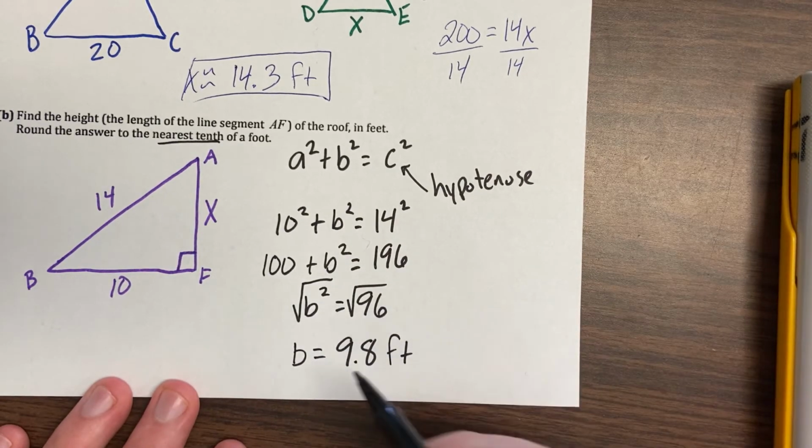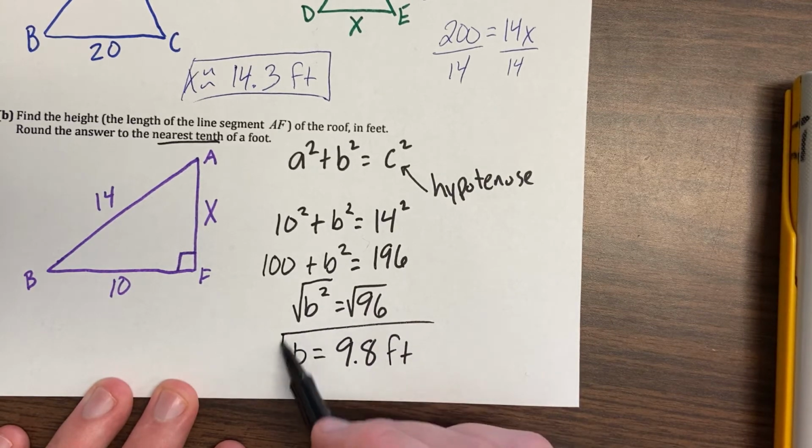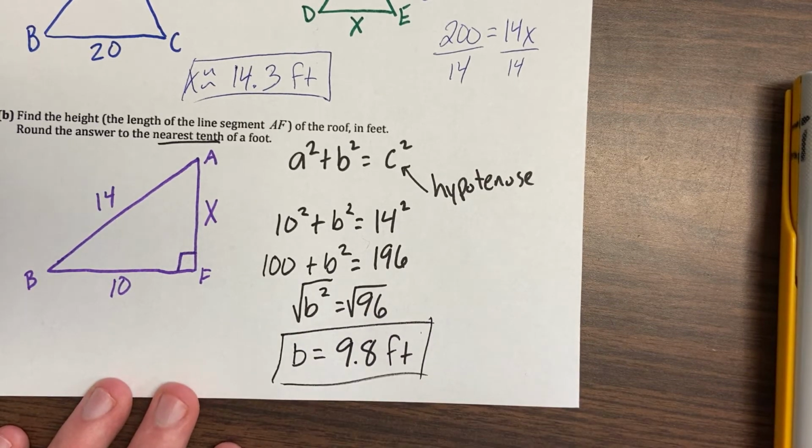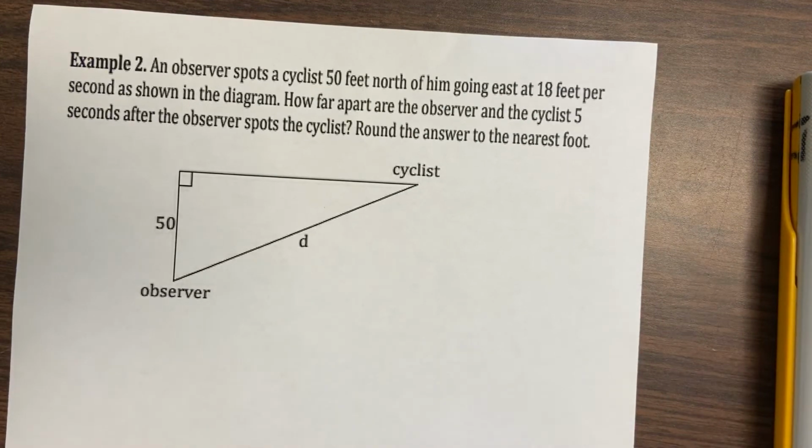Okay, so that example actually had both, in part A, your similar triangle, and then in B, we had to deal with the Pythagorean theorem. Okay, one more example, example 2 of this section. Looks like this. All right, here we go.